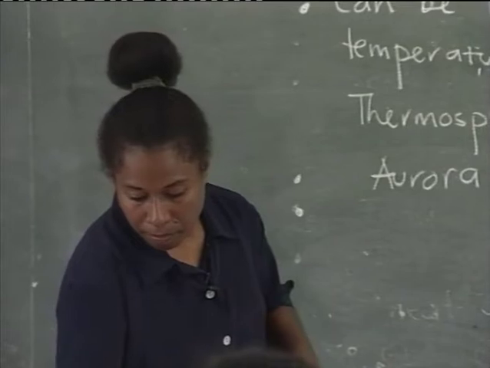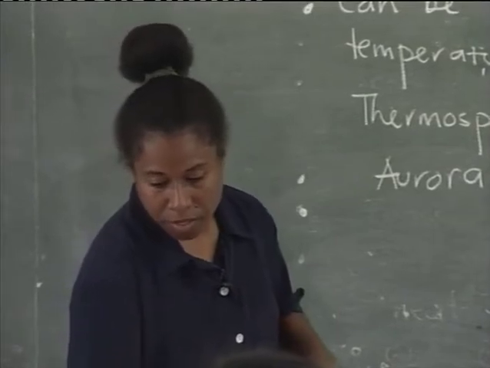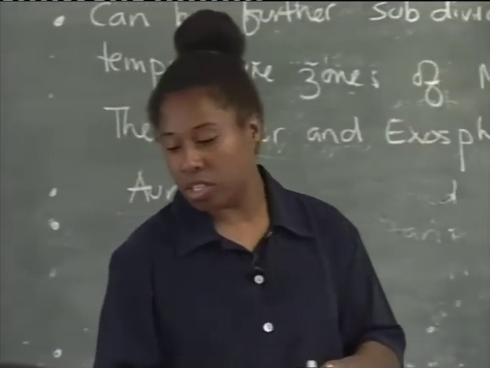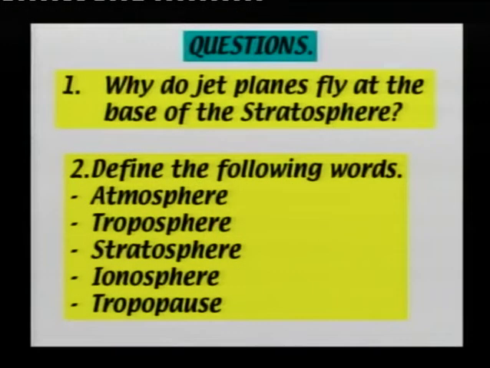Okay, looking at the activities that I'd like you to work on, two lots, of which the second activity is mainly to do with definitions. We've looked at a couple of words here, and I'd like us to be able to know the definitions of those words also. But the first question: why do jet planes especially fly at the base of the stratosphere, or simply at the highest point of the troposphere? That's question number 1. See if you can answer that. Why do jet planes fly at the base of the stratosphere?